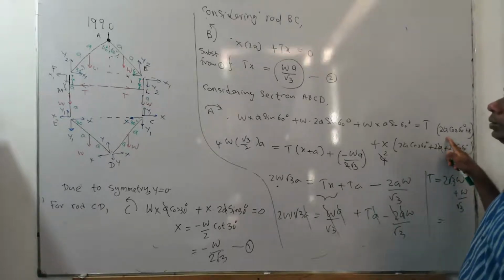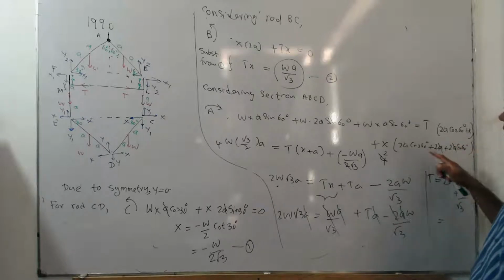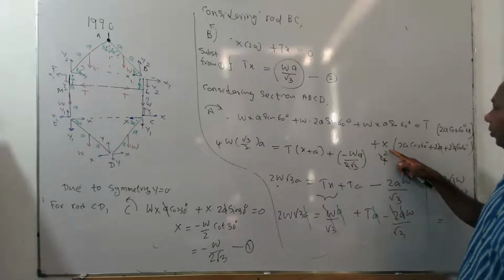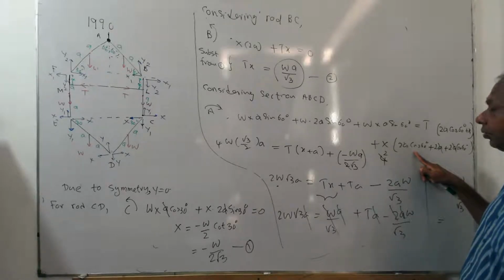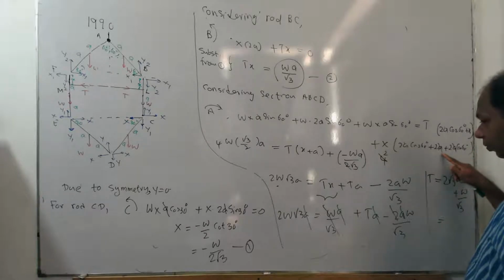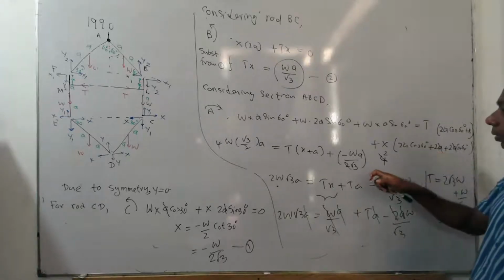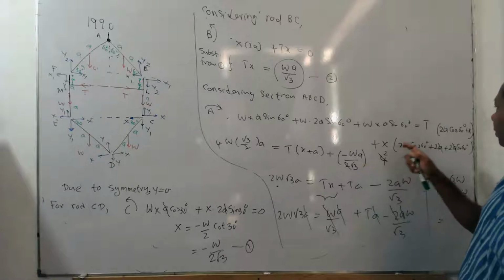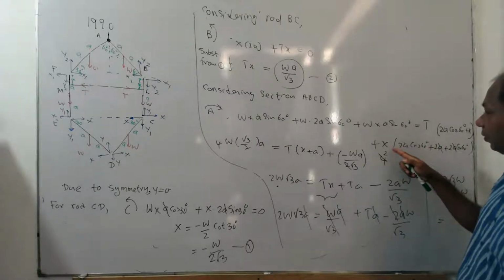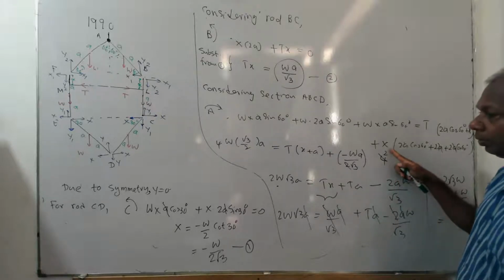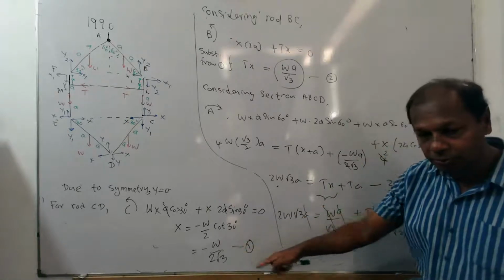Here cos 60 plus x negative plus x into 2A cos 60 plus another 2A cos 60 plus 2A. Here it is 4A. Here I take x into 4, W over 2 root 3.